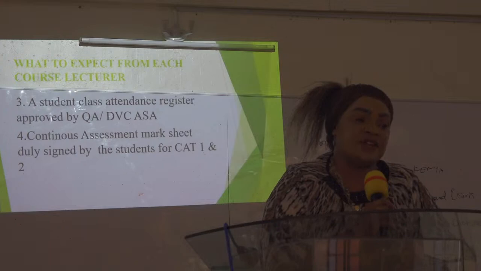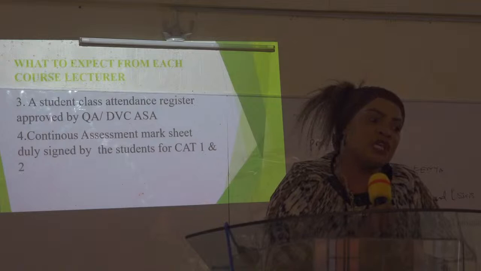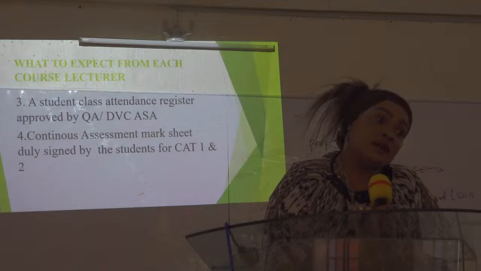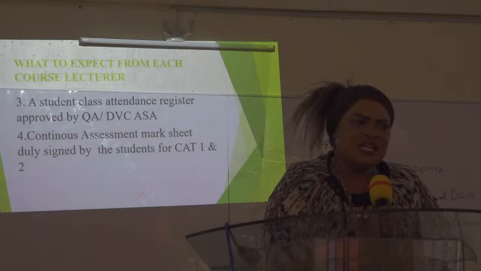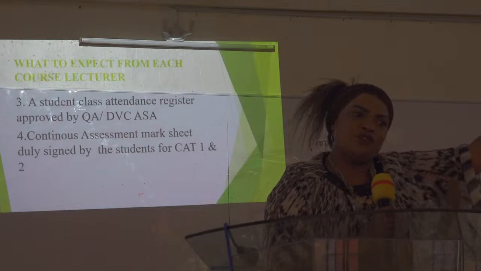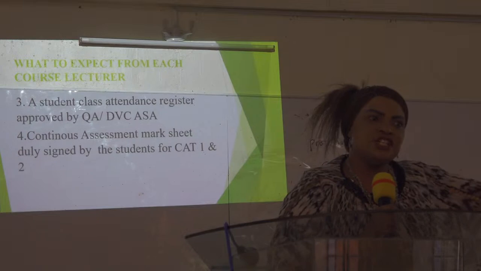Ensure that the register you use is the one from Quality Assurance. How are you going to know this? There's a column I have signed, and then it is approved by the DVC. How does it look like? It writes week one, week two, week three, and so forth, okay? And then at the end of it, it gives the percentage of your class attendance.